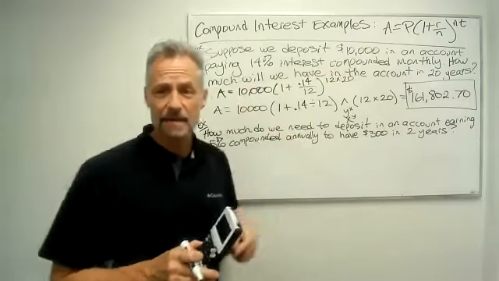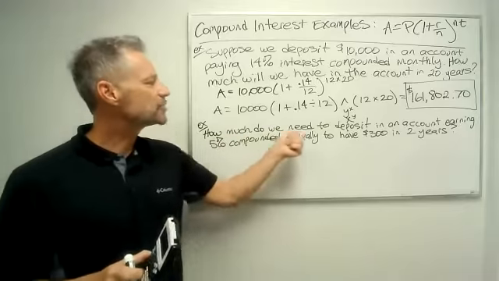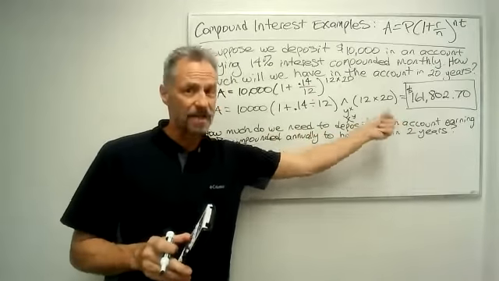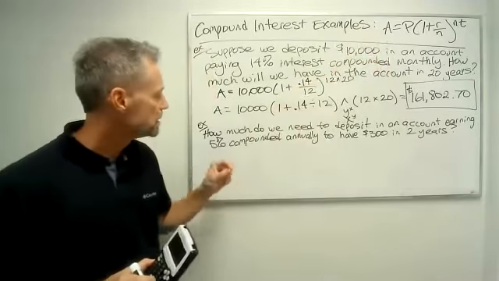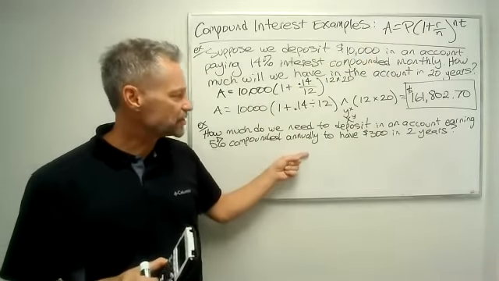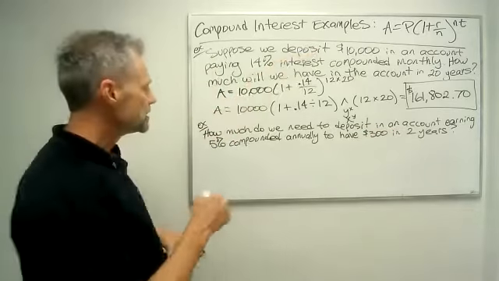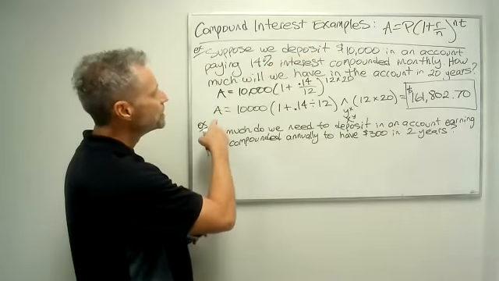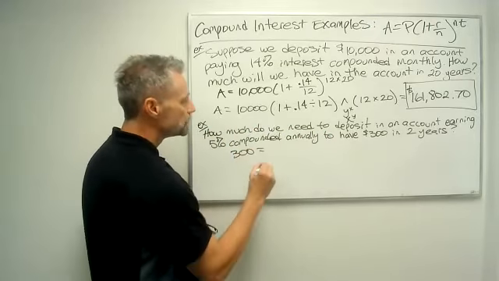What if we're looking for P? So this time we don't know what we start with. How much do we need to deposit in an account? So we're depositing it now, that's P. We're looking for P. Earning 5% compounded annually to have $300 in 2 years. Same formula, but this time we know A. So A is what we end up with. We end up with 300.